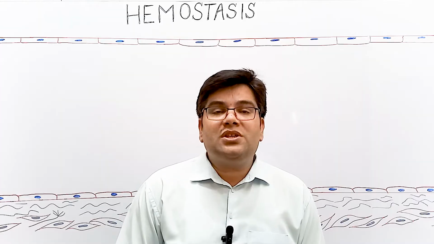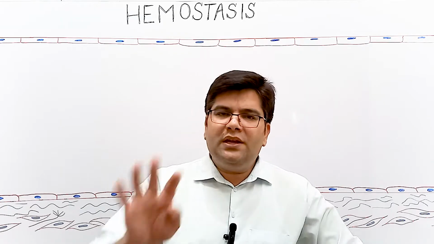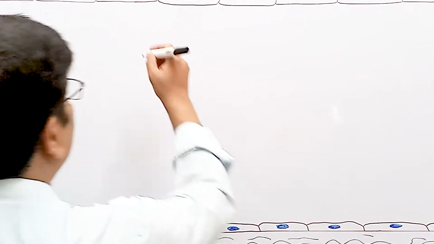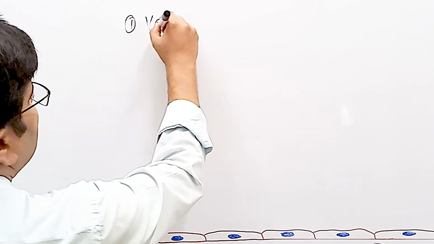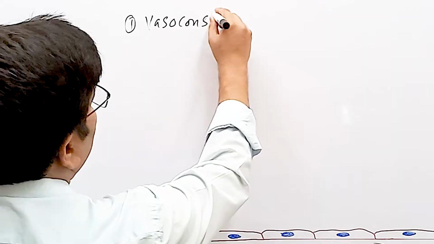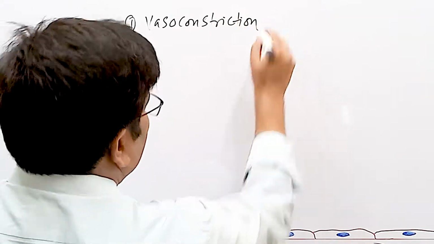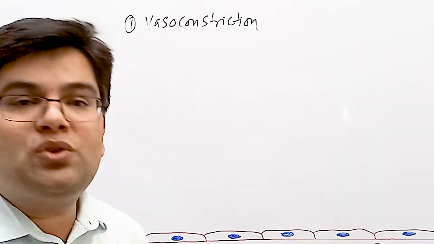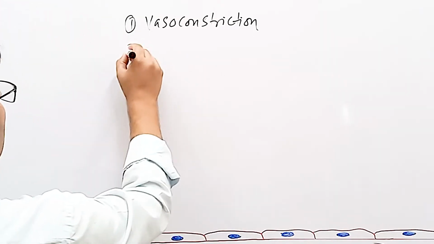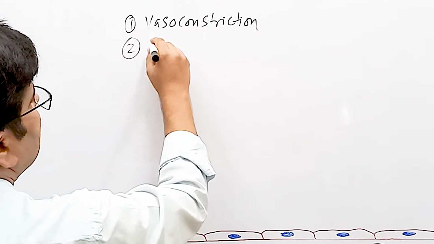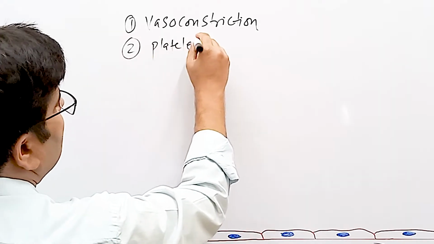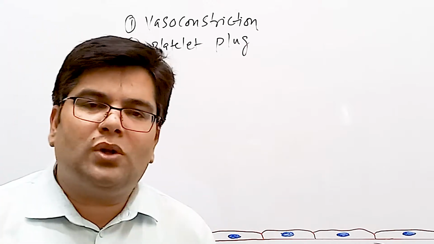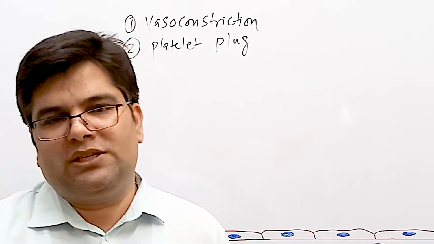Now let's talk about the steps of hemostasis. We need four mechanisms for hemostasis to occur. First one is vasoconstriction, which means that as soon as there is injury to a vessel, there will be spasm of the vessel and this will decrease blood flow from the damaged vessel. Number two step is formation of a plug which is called platelet plug. This platelet plug is a temporary plug, it's weak, and this is also called primary hemostasis.